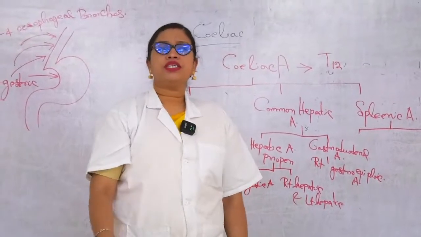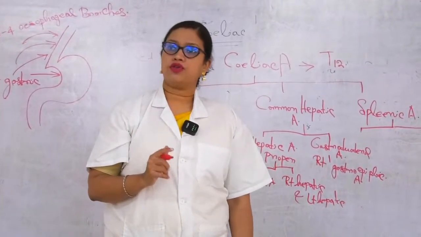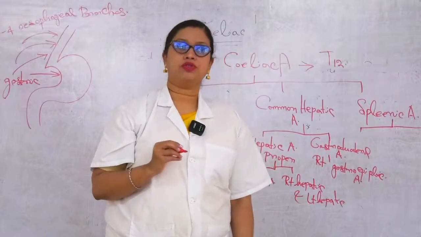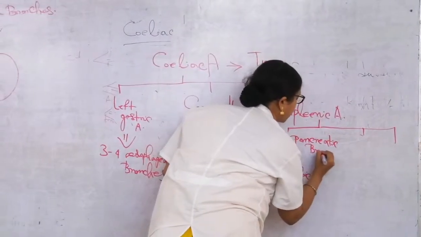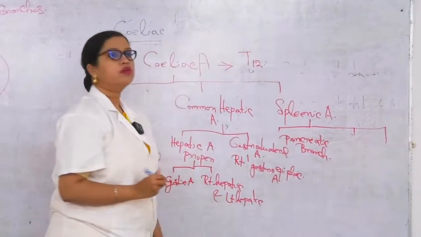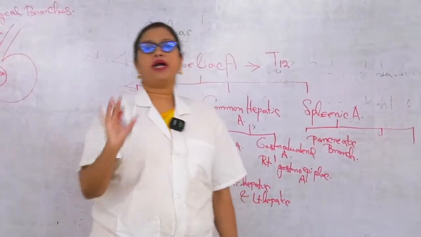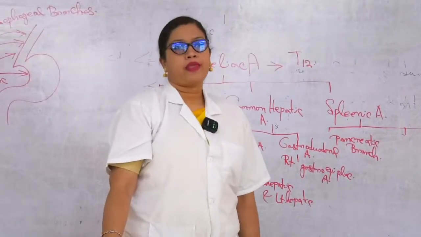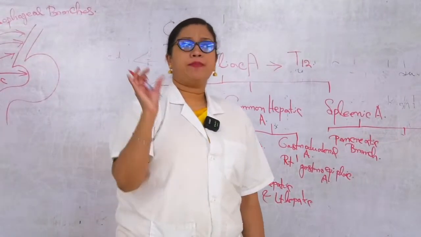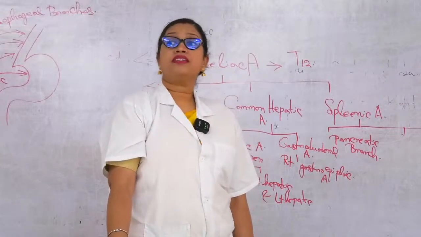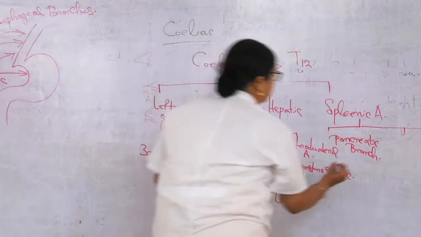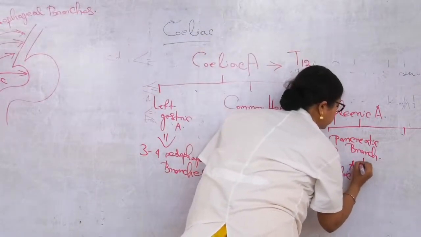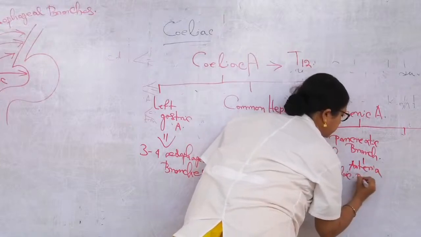Immediately after its origin, it will give branches to the pancreas. So write it down. First, number 1 is pancreatic branches. These pancreatic branches are divided into two types of arteries for the whole pancreas. Who are they? One will give the major artery for the pancreas, that is known as arteria pancreatica magna. Write it down. Number 1 is arteria pancreatica magna.